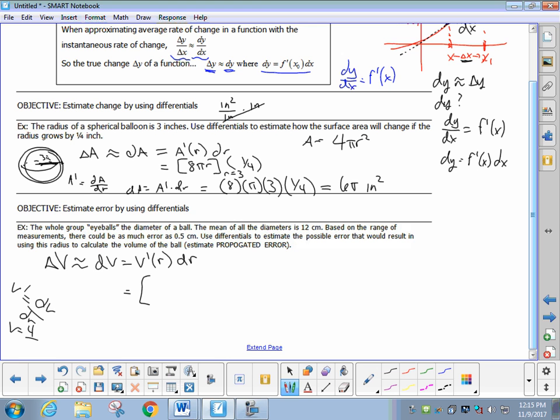Okay. Now we calculate the volume. The volume of a sphere is 4/3 pi r cubed, so the derivative is 4 pi r squared, at an r of 12. From this baseline of 12, how much could it be off? And then what is the dr? 0.5. Do I know if I'm 0.5 above or 0.5 below? So it's plus or minus. I could be above or below by 0.5. When you have measurement error, unless they specify, it's above or below. So that would mean 4 pi 12 squared times plus or minus a half.